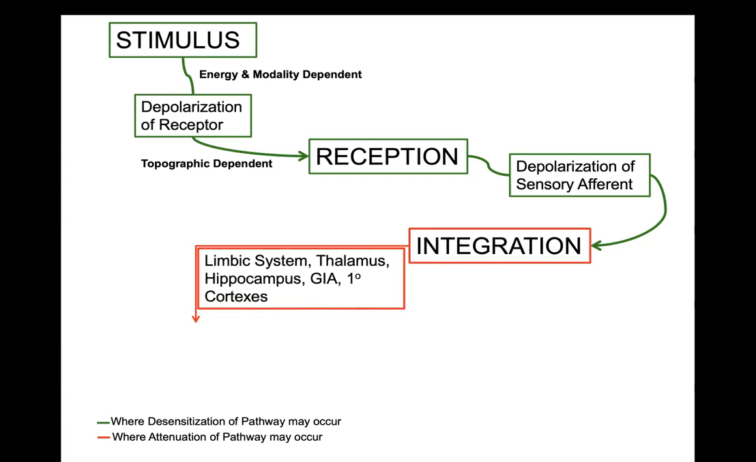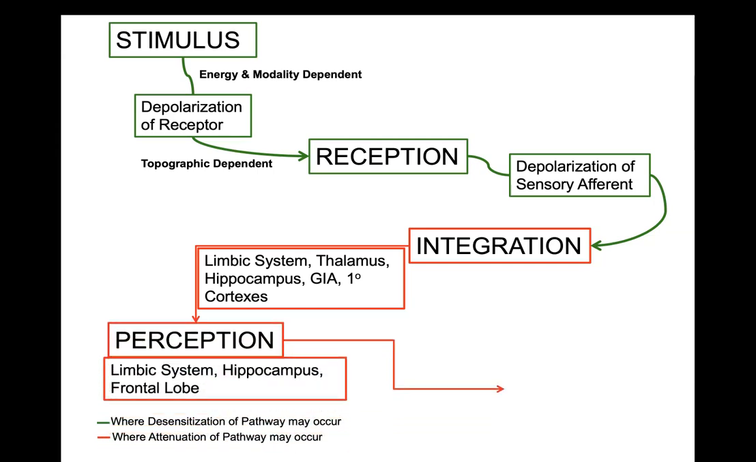We then hit an area of integration. The first area of integration that we'll get is within the spinal cord, leading to the autonomic or the somatic reflex loops. The second area of integration takes place within the limbic areas, as well as within the thalamus, leading to the primary somatosensory cortexes, visual cortexes, auditory cortexes, gustatory cortexes, vestibular cortices within the cerebral cortex itself.